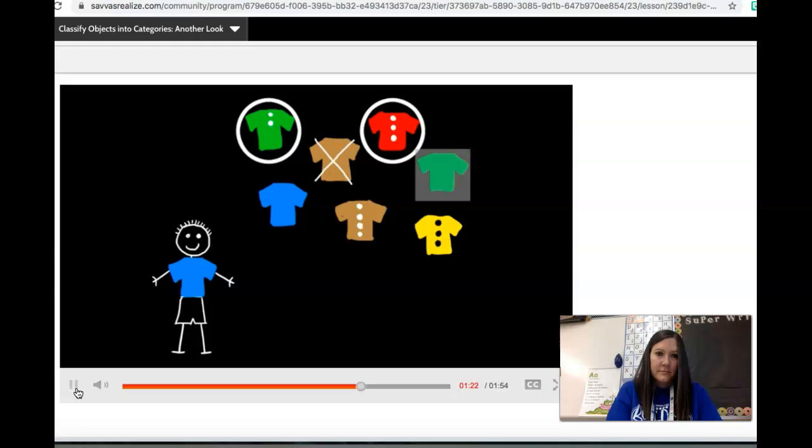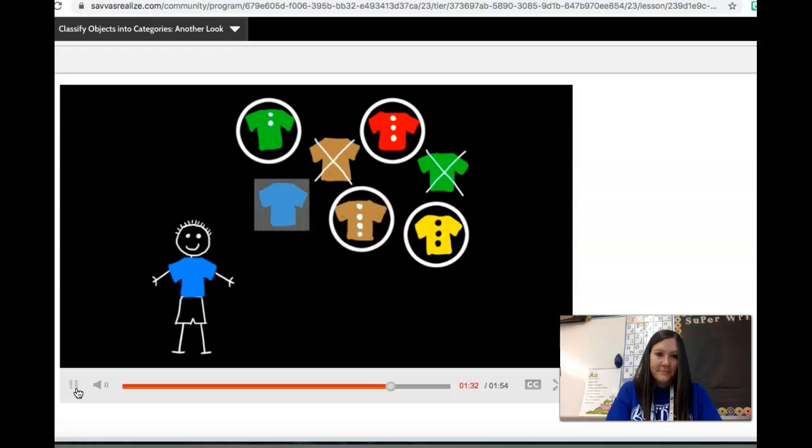This shirt doesn't have buttons. X. This shirt has buttons. Circle. And so does this one. Circle. Does this last shirt have buttons? No. It gets an X. Let's check our work to see if we missed any shirts. Nope. We checked them all.